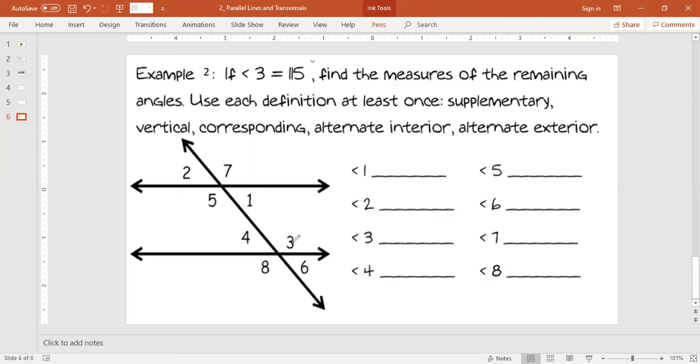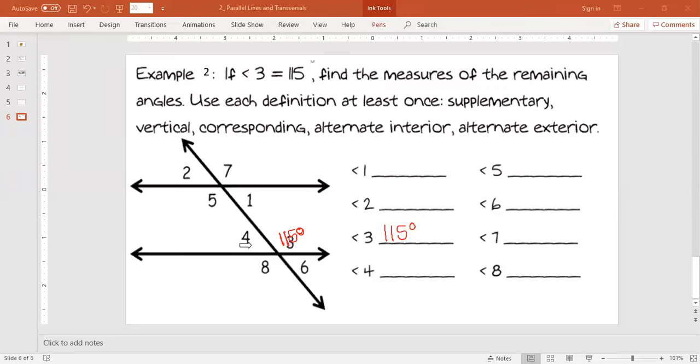So I always start by, okay, angle 3 right here is 115 degrees. I'm going to mark that as 115 degrees. And now I need to find all these other angles. So I know angle 3 is 115 degrees because we were given that. So let's go down the list and try angle 4. Well, what kind of relationship does angle 4 have with angle 3?